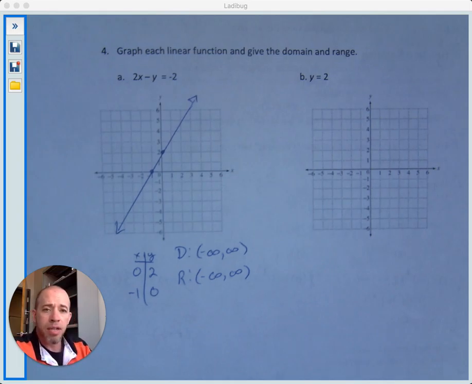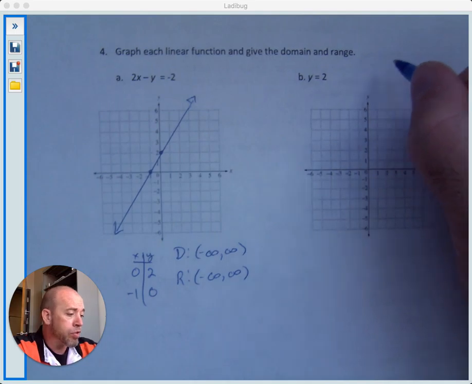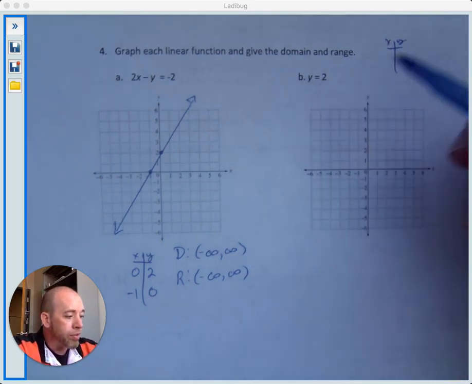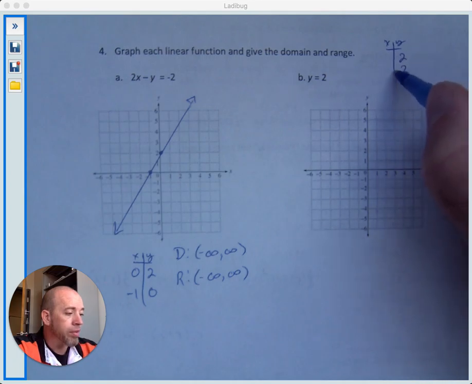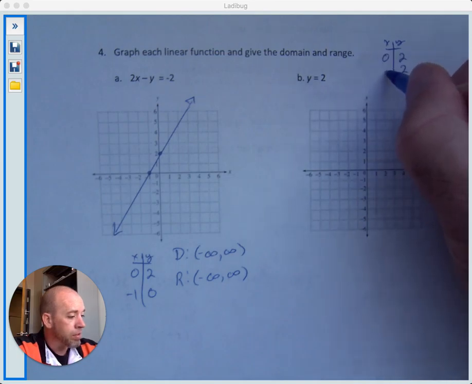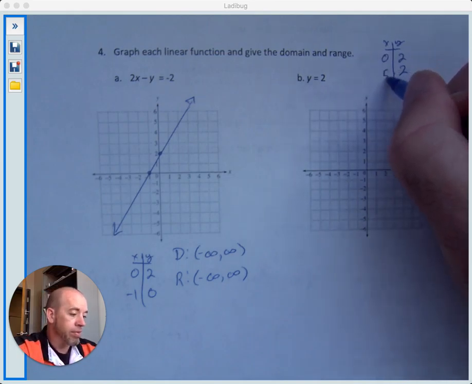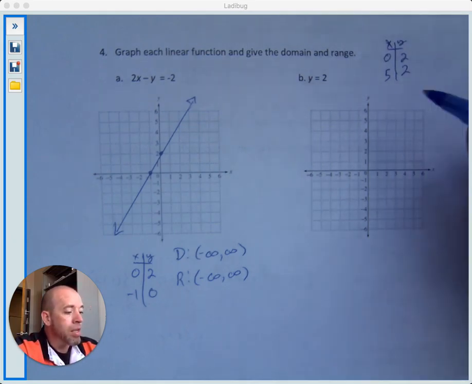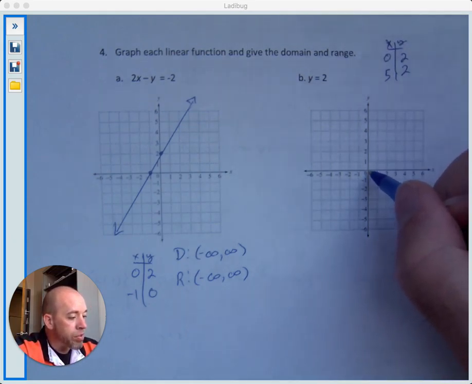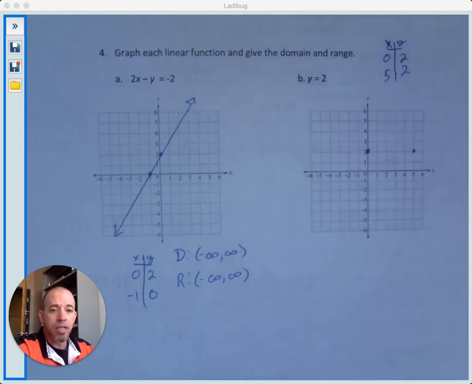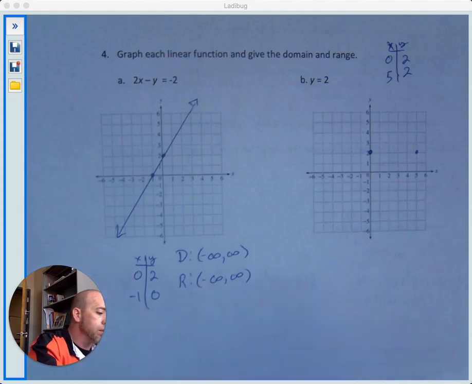This is a horizontal line, right? Again, if you weren't sure, you could always make a t-chart and say, well, I know y is 2. So I need at least 2 points where y is 2. We don't care what x is. x could be anything. I could use 0. I could use, I don't know, 5. Or whatever number you want for x because we're not given any restrictions on x. So the point (0, 2) would be right here. The point (5, 2) would be here. You could use any other x values you wanted to as long as y is 2.